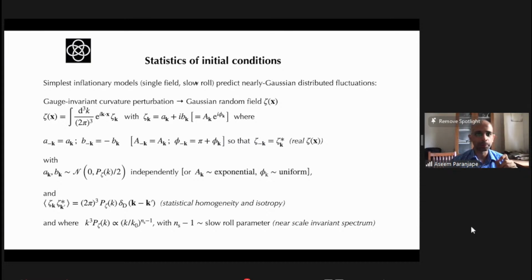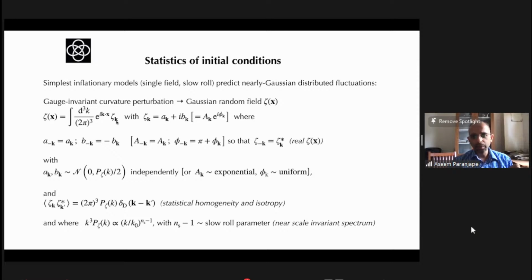So the way one usually describes this, don't worry about this nomenclature, is in terms of a coordinate invariant or gauge invariant curvature perturbation. It's called zeta, and this zeta is predicted to be an almost Gaussian random field. So let's study what a Gaussian random field means. Usually a fluctuation field in cosmology is typically studied in terms of its Fourier transform. So I'm sure you know what this Fourier transform means. And remember the Fourier components here are complex numbers, and they have a real and imaginary part.